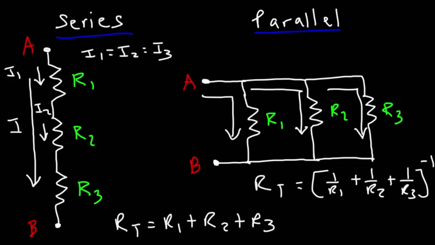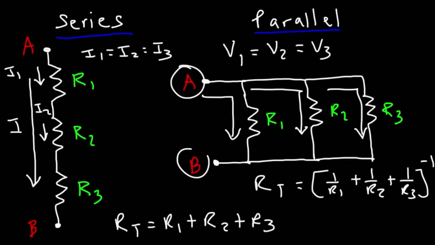Now, in a parallel circuit, the voltage across each resistor is the same. So the voltage across R1 is V1. The voltage across R2 is V2, because they're connected across the same 2 points. So that's another thing you need to be aware of when dealing with series circuits and parallel circuits. In a series circuit, the current flowing through each resistor is the same. In a parallel circuit, the voltage across each resistor is the same.